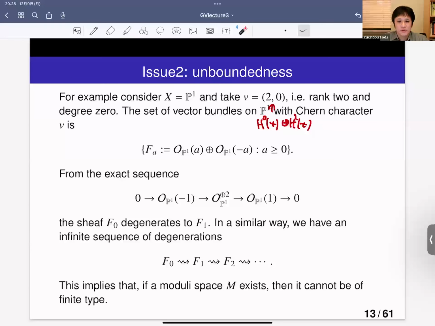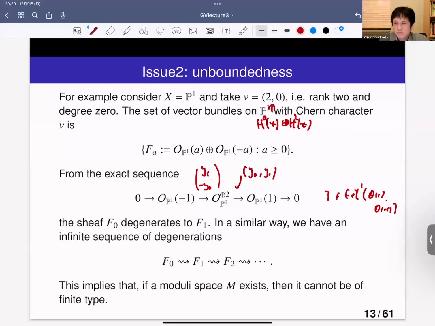degenerates to another point. So for example, there is this exact sequence. The map from O_P1(-1) to O_P1 is given by the homogeneous coordinates y0 and y1, and this map is given by y1 minus y0. So this means that this middle one is given by an extension of these two line bundles. In fact, this is a non-trivial extension.